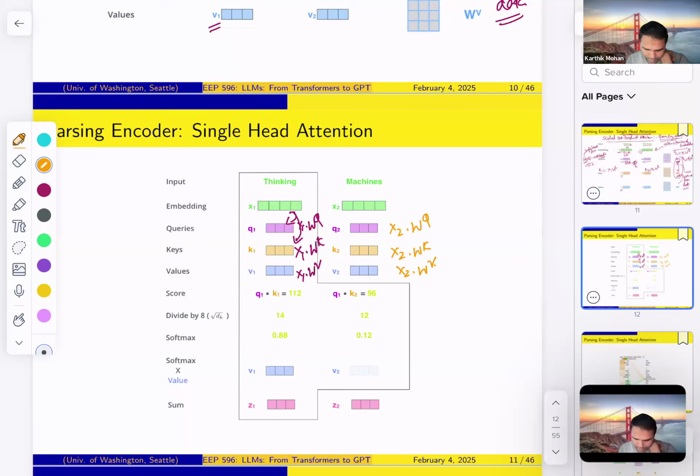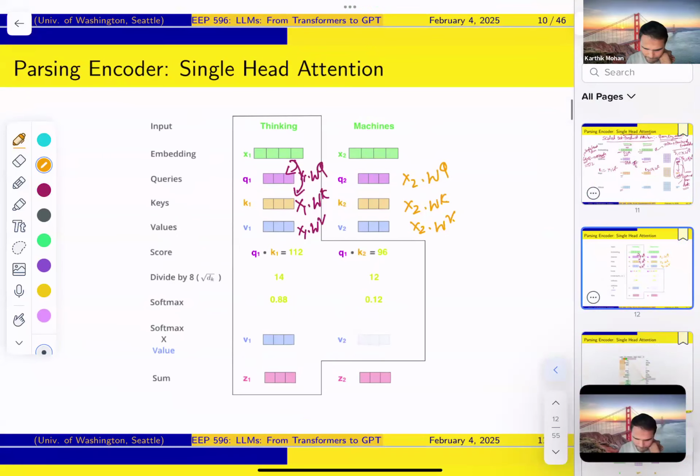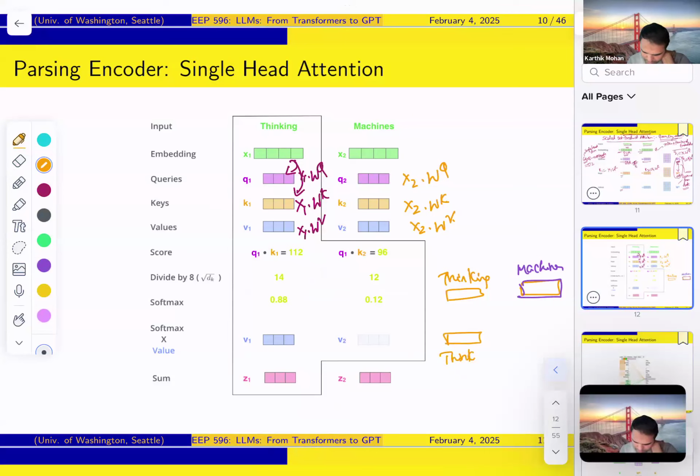So let's actually write it down. Let's say we have "thinking" and then you have "machines", right? Okay, let's use a different color. Thinking machines. And then I also have the same replica of this. So thinking, and then I have machines. So let's just write down Q1 here, and then Q2 here. Then let's write down K1 here, and we have K2.